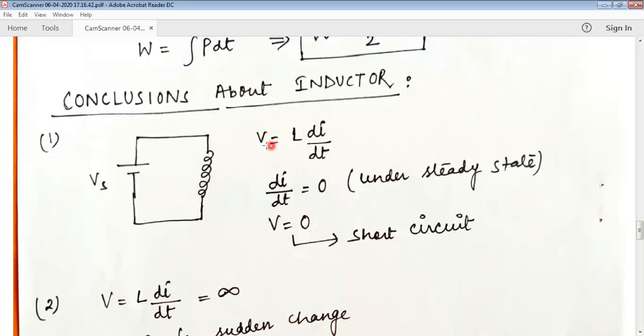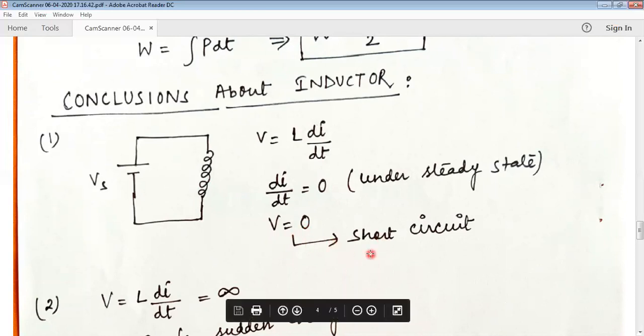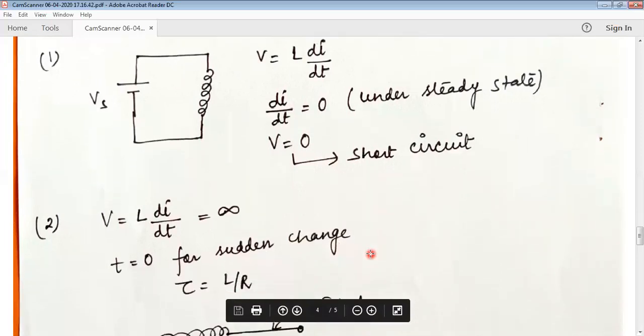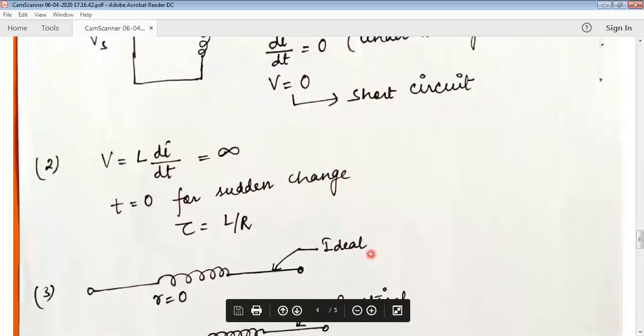Clear? So let's see here, V equal to L di by dt. The rate of change of current is 0 because the current is constant. So under steady state, the current is constant, so the rate of change of current will be 0. If the rate of change of current is 0, then voltage will be 0. If voltage is 0, it means potential difference is 0, which means that condition is a short circuit. So under steady state condition for a DC supply, an inductor always acts as a short circuit. This is the first conclusion of the inductor.